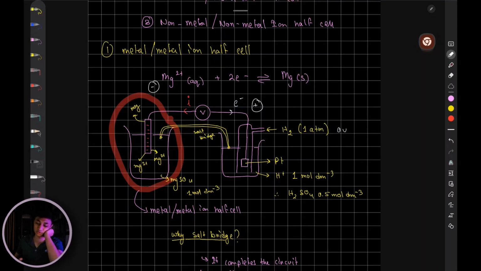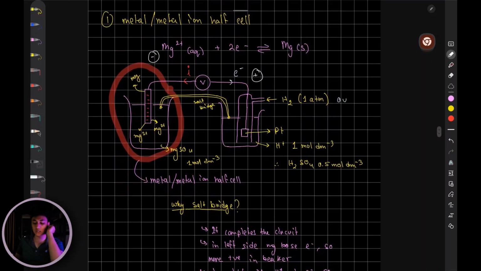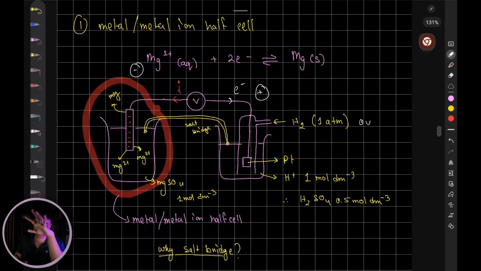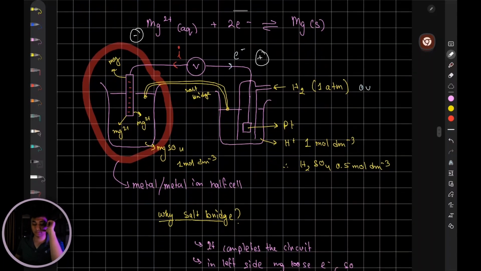Okay, so fair enough. Now let's focus on our metal and metal ion half cell. This is your platinum wire that is connected to your voltmeter, and this electrode will be made out of magnesium metal, and your solution will have 1 mole per dm cube concentration of magnesium ions, right? And you can have that by having a solution of magnesium sulfate, such that you add 1 mole per dm cube concentration of magnesium sulfate.